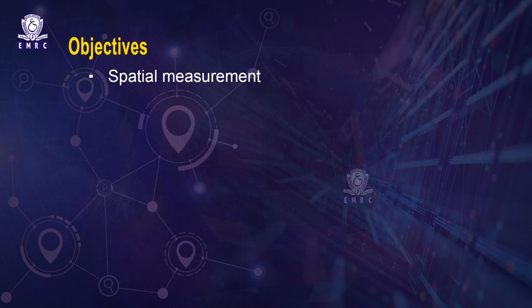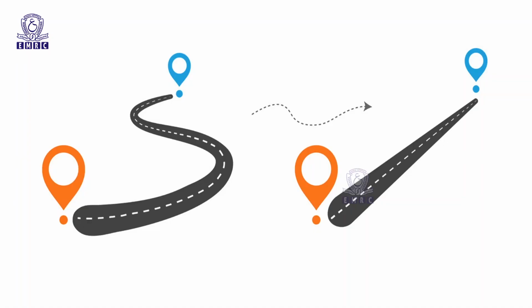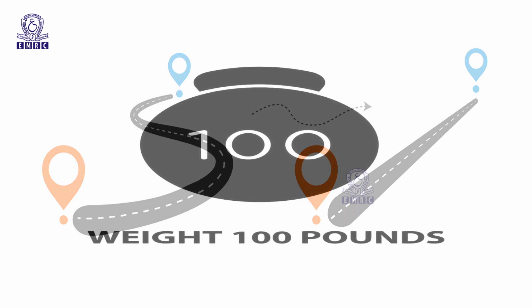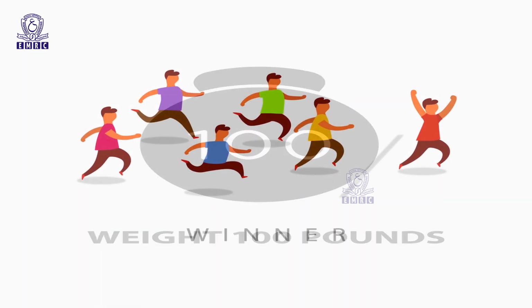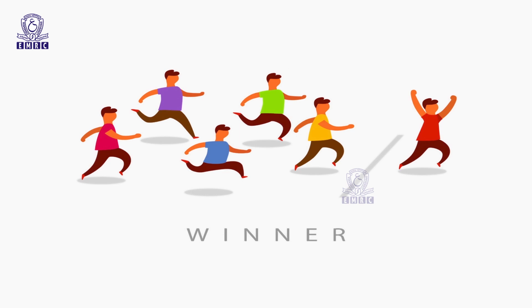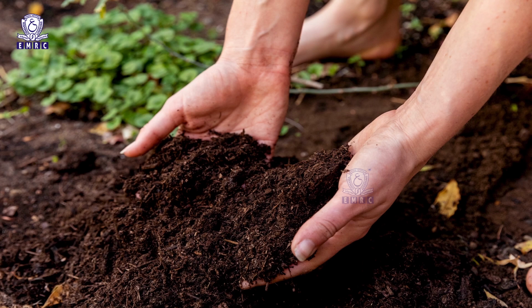Spatial measurement. The type of spatial measurement system used may have a dramatic effect on the interpretation of the resulting value. A distance of 20 kilometers is twice as far as 10 kilometers, and something that weighs 100 pounds is one-third as much as something that weighs 300 pounds. But someone who came in first place in a race may not have done 3 times as well as someone in third place, and soil with a pH of 3 is not half as acidic as soil with a pH of 6.